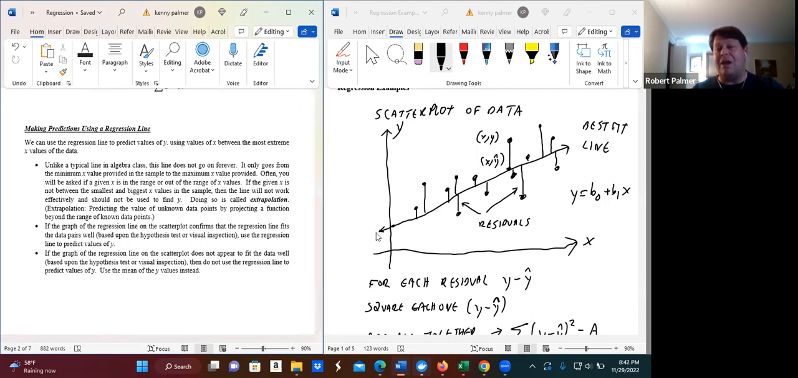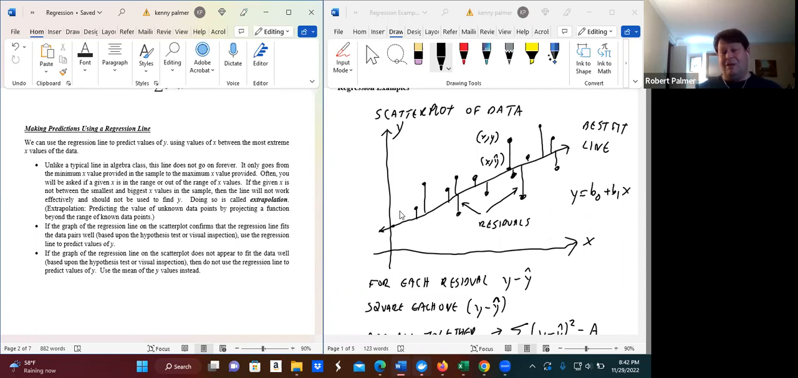So even though the line itself goes on forever, we're only going to focus on using data values to predict values between this value of x, this x right here, and this x. Going beyond that can be dangerous because although there might be a linear trend here in the data, there could be something going on far away beyond that doesn't make a lot of sense to predict.